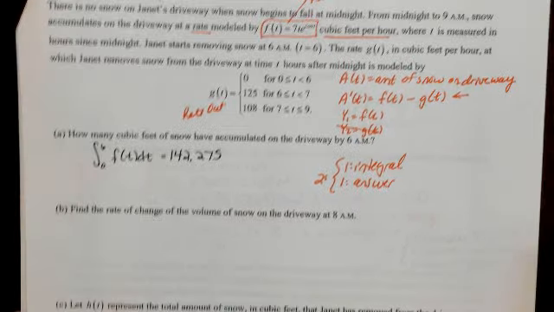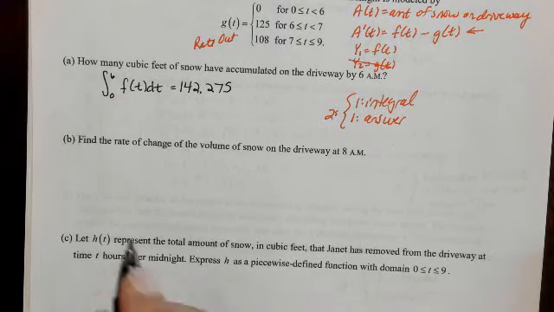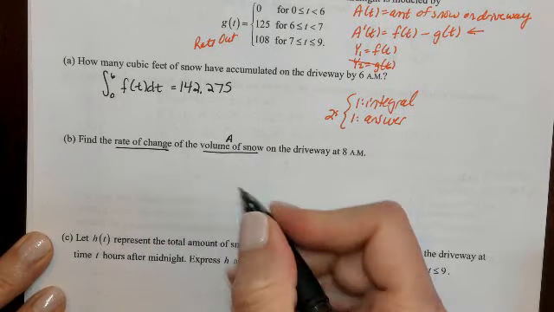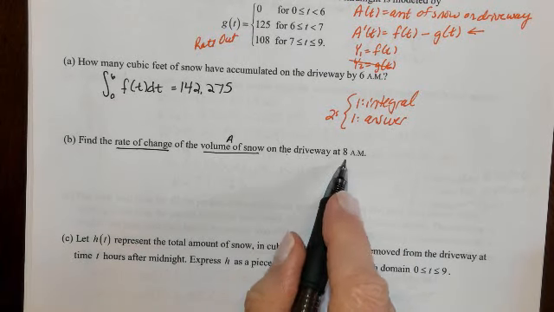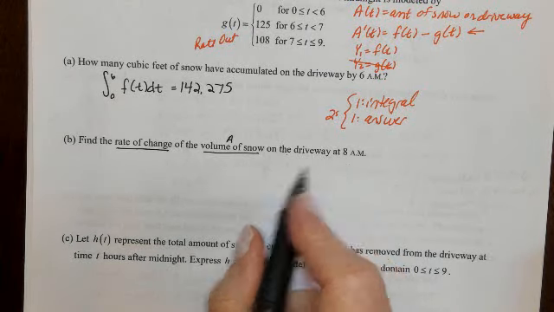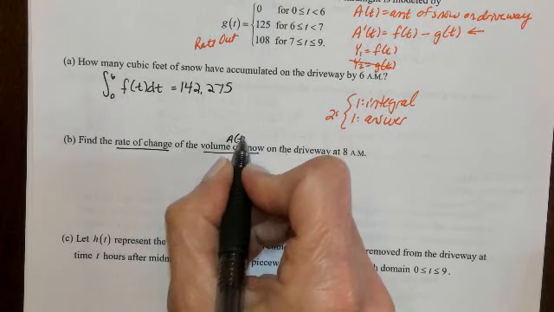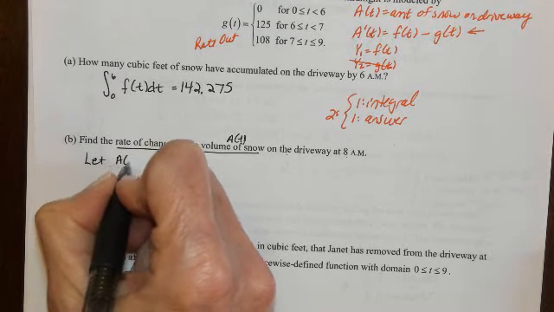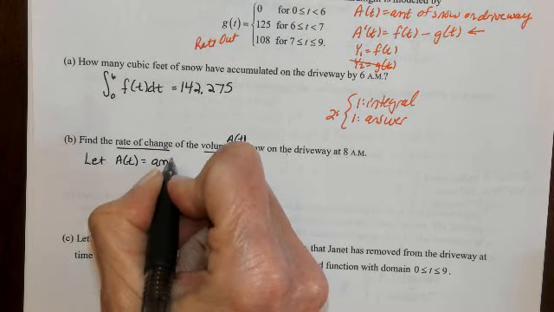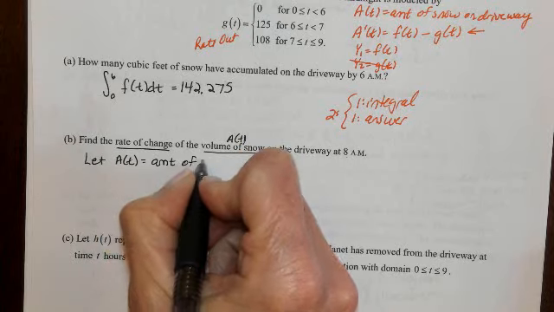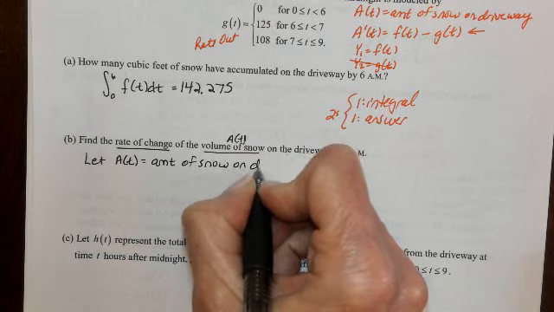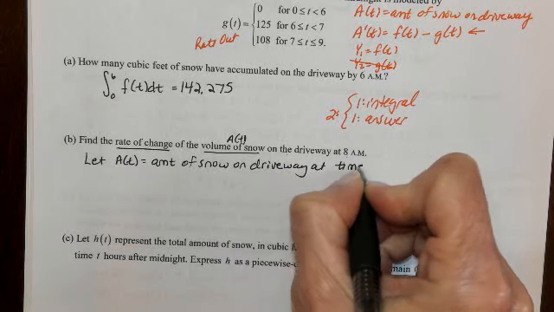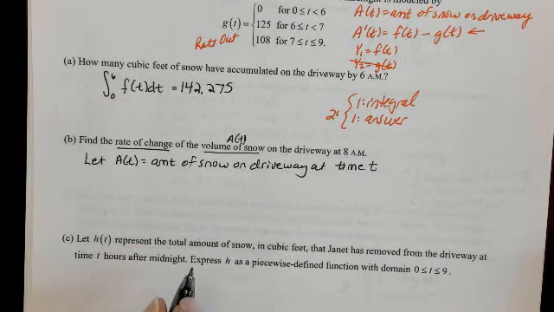Okay, part B. Find the rate of change of the volume of snow. That's our A. I'll tell them that, but that's going to be our A on the driveway at 8 a.m. So we want to know what is the rate of change of A at 8 a.m. So I'm going to say that. Let A of t equal the amount, which is also the volume, of snow on the driveway at time t.